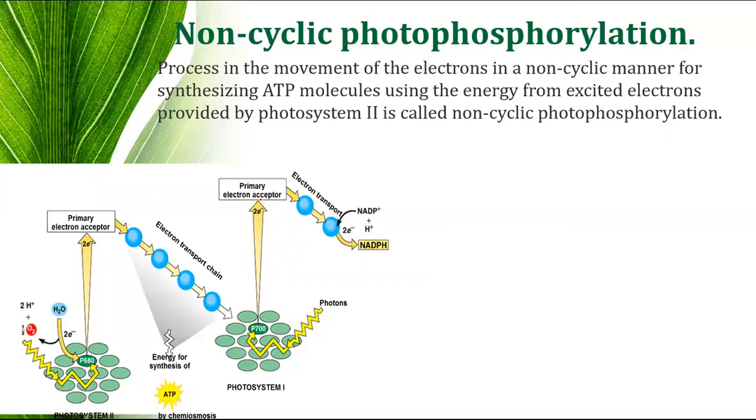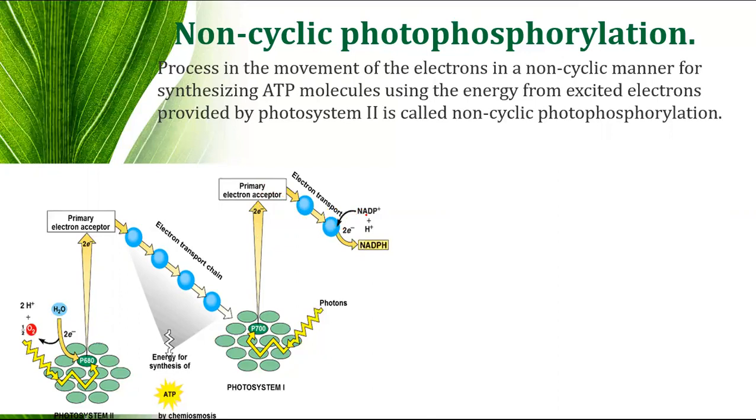So this electron again moves downhill. Now this is again downhill, and it moves to the energy level of the NADP molecule. Here what happens is the addition of the electron: this electron gets added to the NADP.